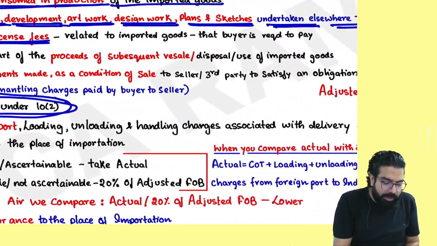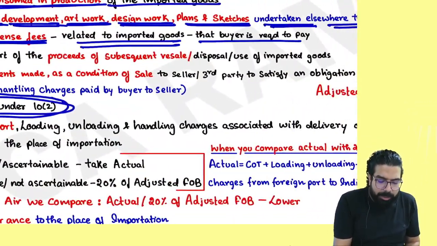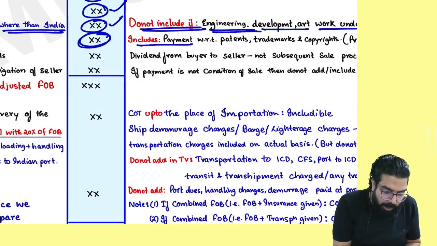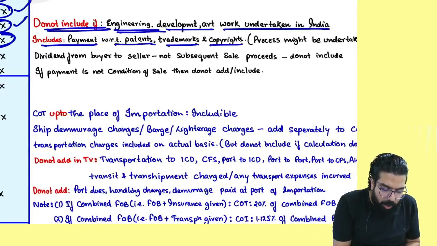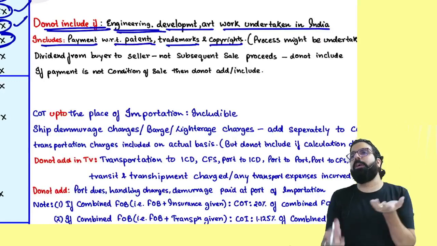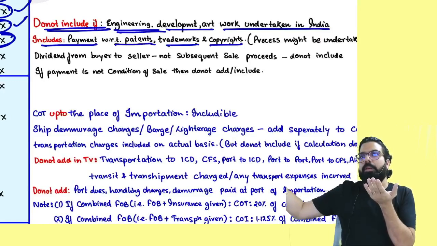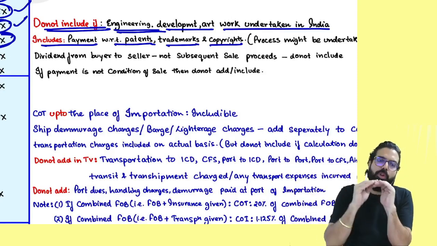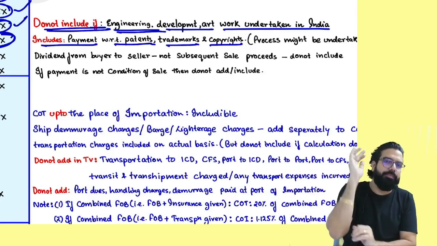Royalties and license fees related to the imported goods that the buyer is required to pay. If I go ahead and pay him any amount for patent, trademark, copyright, etc., please remember that amount should be included. It is a subsequent payment. Any amount paid for patent, trademarks, etc. should also be included in your value. Next.